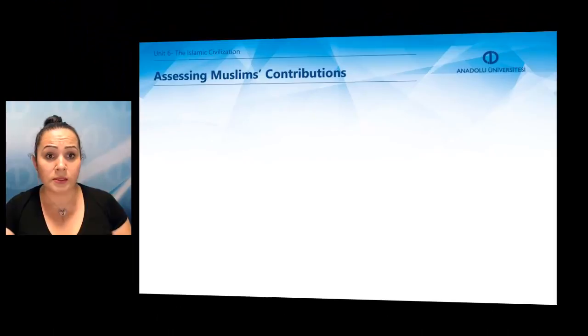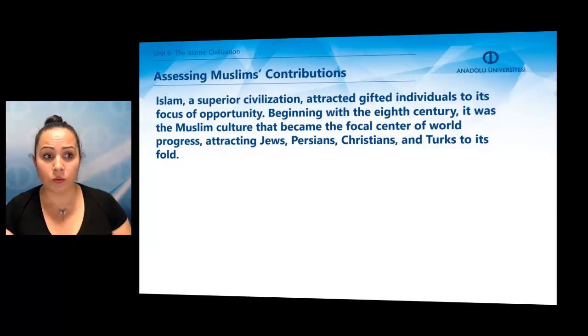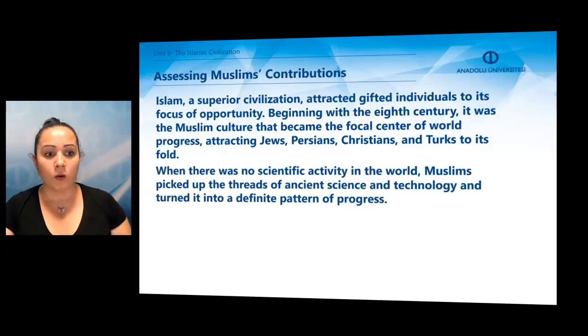When we assess Muslims' contributions to the world, we can say Islam is a superior civilization that attracted gifted individuals to its focus of opportunity. Beginning with the 8th century, it was the Muslim culture that became the focal center of world progress, attracting Jews, Persians, Christians, and Turks to its fold. When there was no scientific activity in the world, Muslims picked up the threads of ancient science and technology and turned them into a definite pattern of progress.